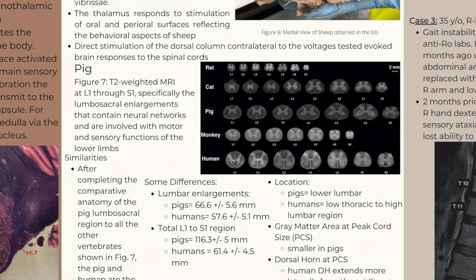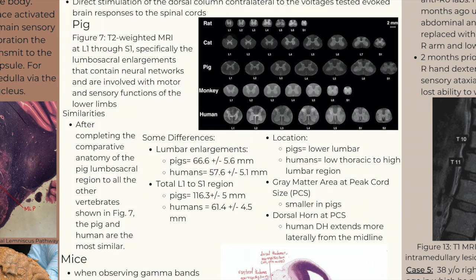In figure 7, we can see an image from a comparative anatomy study conducted on a group of 6 animals. The image is a T2 weighted MRI at the L1 through S1, specifically at the lumbosacral enlargements that contain the neural network and are involved with motor and sensory functions of the lower limbs. After completing the comparative anatomy of the pig lumbosacral region to all the other vertebrates shown in figure 7, the pig and the human are the most similar.